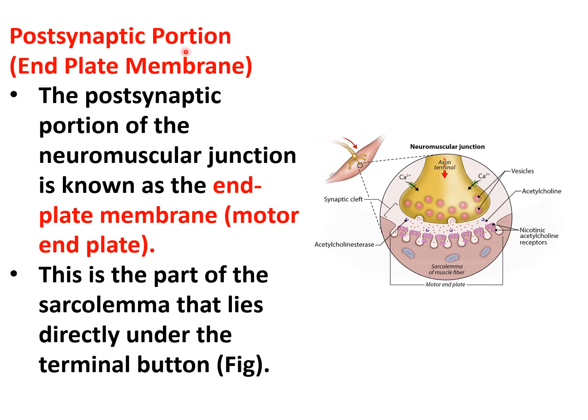Now the postsynaptic portion. The postsynaptic portion of the neuromuscular junction is known as the end plate membrane or motor end plate. So this all is known as the motor end plate. This is the part of the sarcolemma, meaning the membrane of the muscle fiber, that lies directly under the terminal button, or synaptic knob. That is known as the motor end plate.